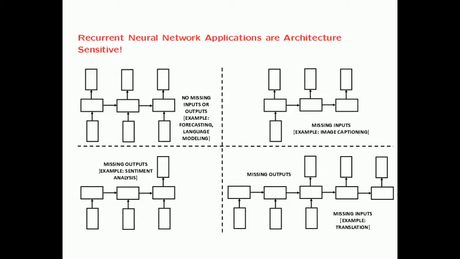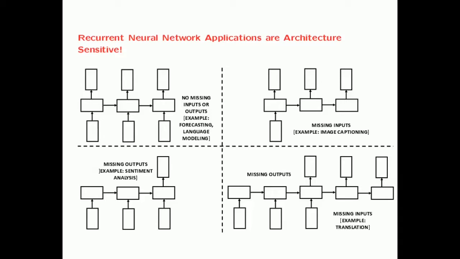As we discussed in the previous video, there are many small variations to the basic architecture used in neural networks. The architecture that you see on the top left is the most basic type of neural architecture in which there are no missing inputs or outputs. This type of architecture is used in applications like forecasting and language modeling. However, in many applications, there might be missing inputs or outputs.